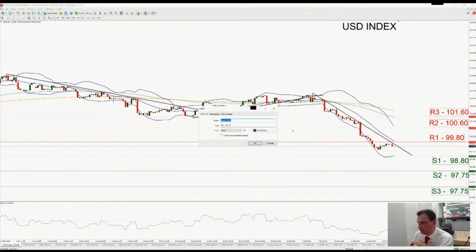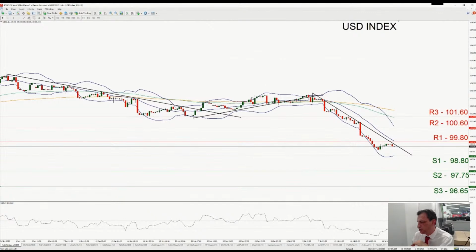And the S3 at 96.65, sorry. Let's reaffirm that. Yep, that's it. Locking everything in. For the time being, the bearish tendencies seem to be maintained.